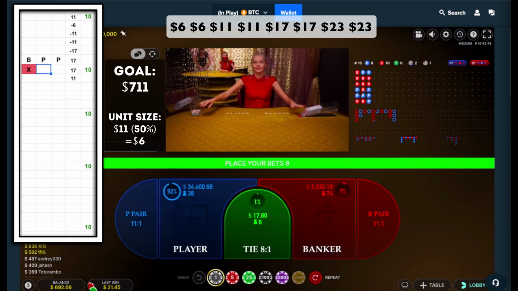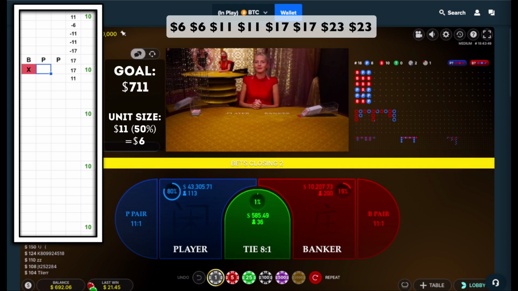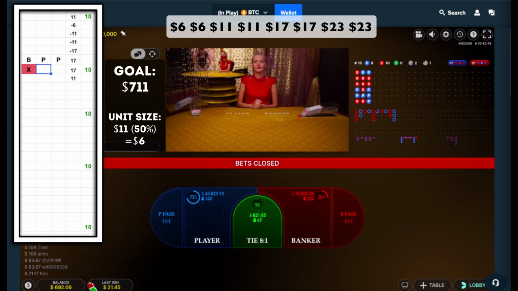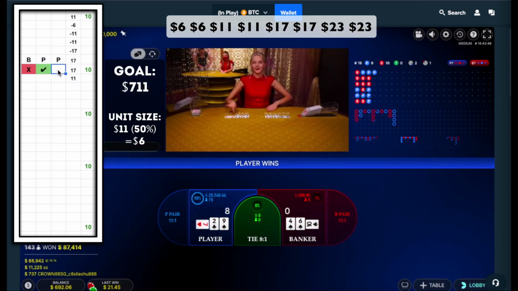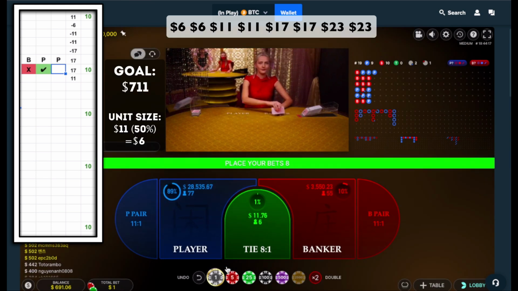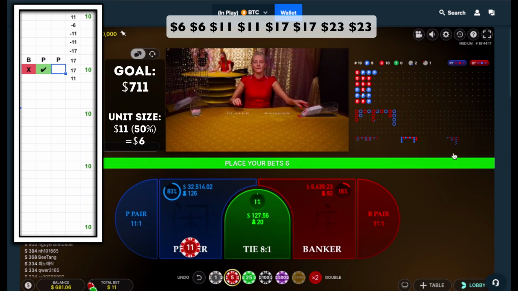Okay guys, new 3 pattern, banker, player, player. Free hand is an X. So after this, we'll bet for the check mark. Third step of the progression, so $11 on player right after this free hand. Okay, here we go. 11 on player. Looking for a check mark.